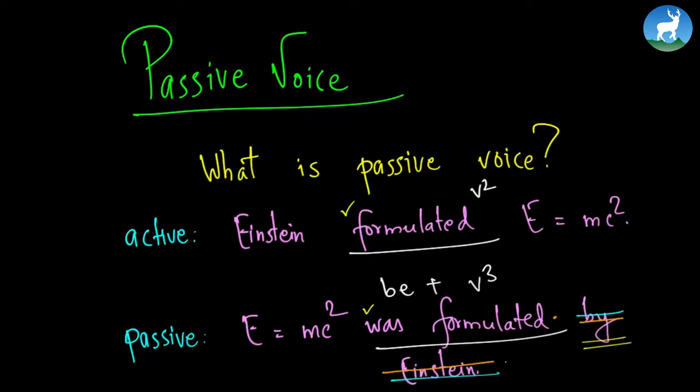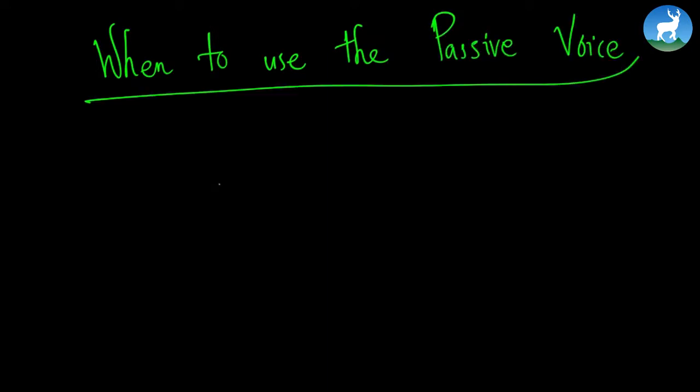Now that we know what passive voice is, we shall now talk about when to use the passive voice. In some sentences, passive voice can be perfectly acceptable. You might use it in the following cases. The first is, the actor is unknown. We don't know who did the work. So in that case, we can use passive voice.